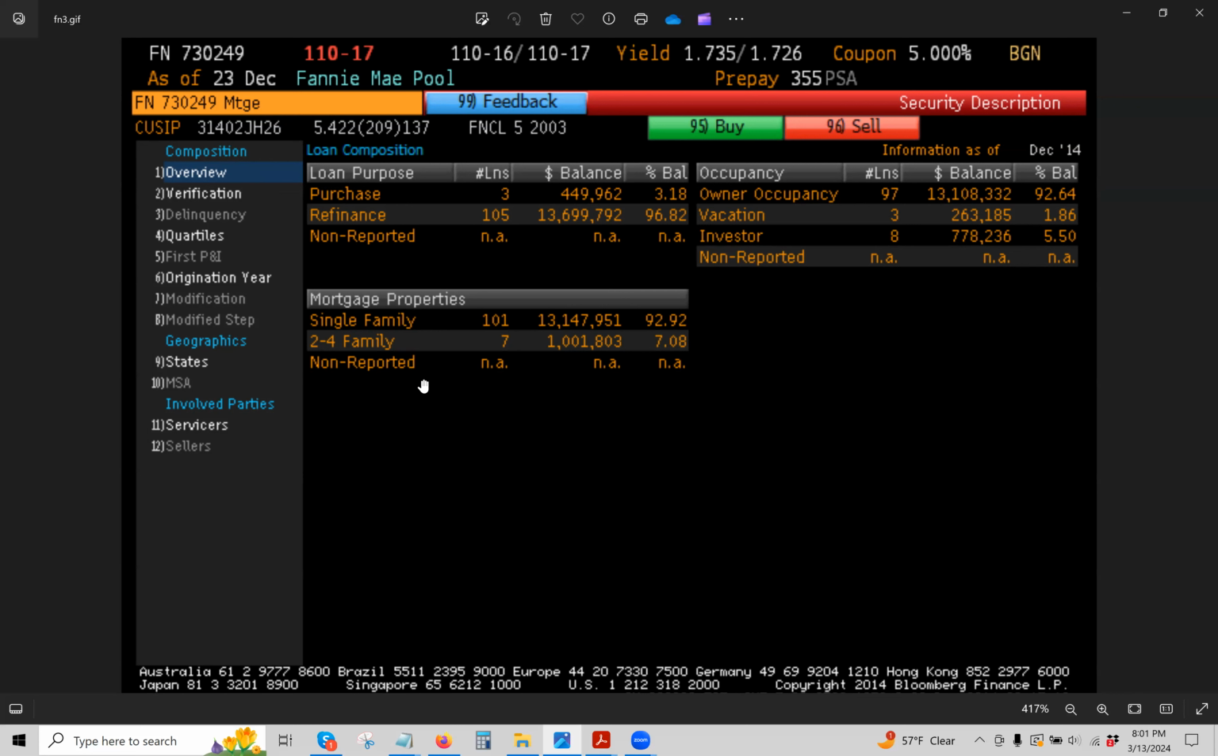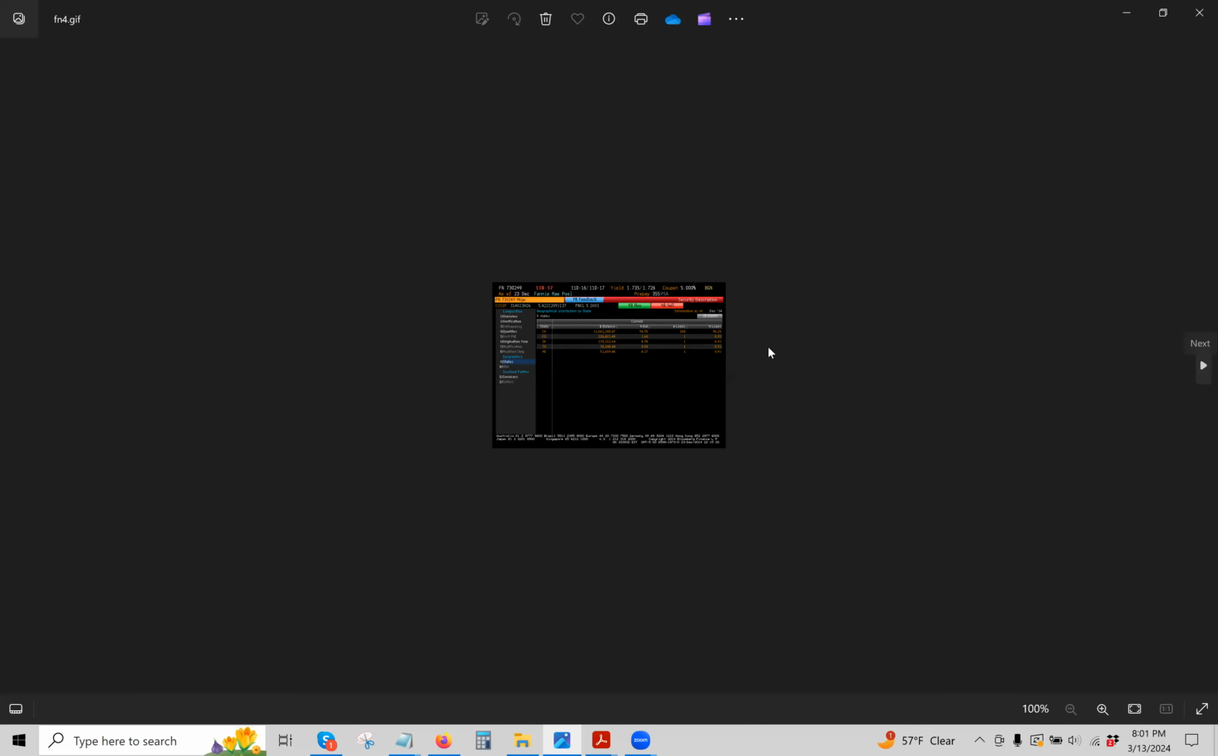And even here, it'll give you a breakdown of if it's a single family or 2 to 4 family. So again, this is all information that is good to have when doing research or when looking at these screenshots. And again, at the top here, you'll see the CUSIP number as well, here in the top left-hand side. Okay, going on to the next screen.